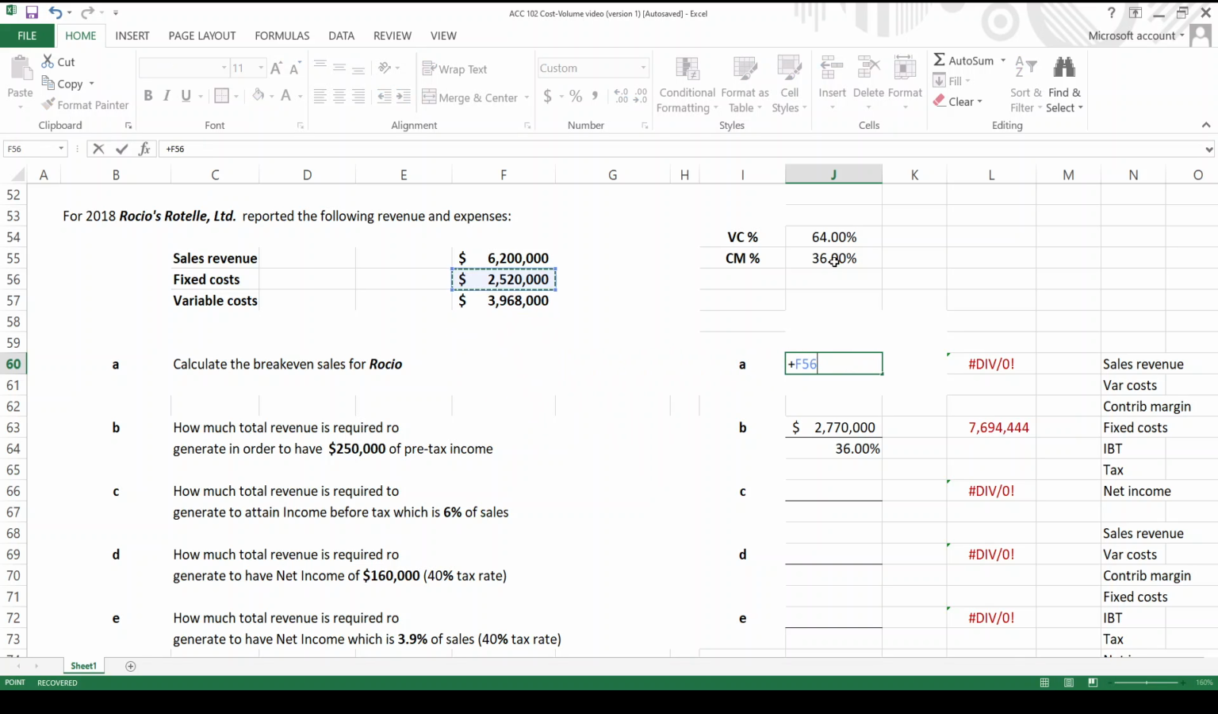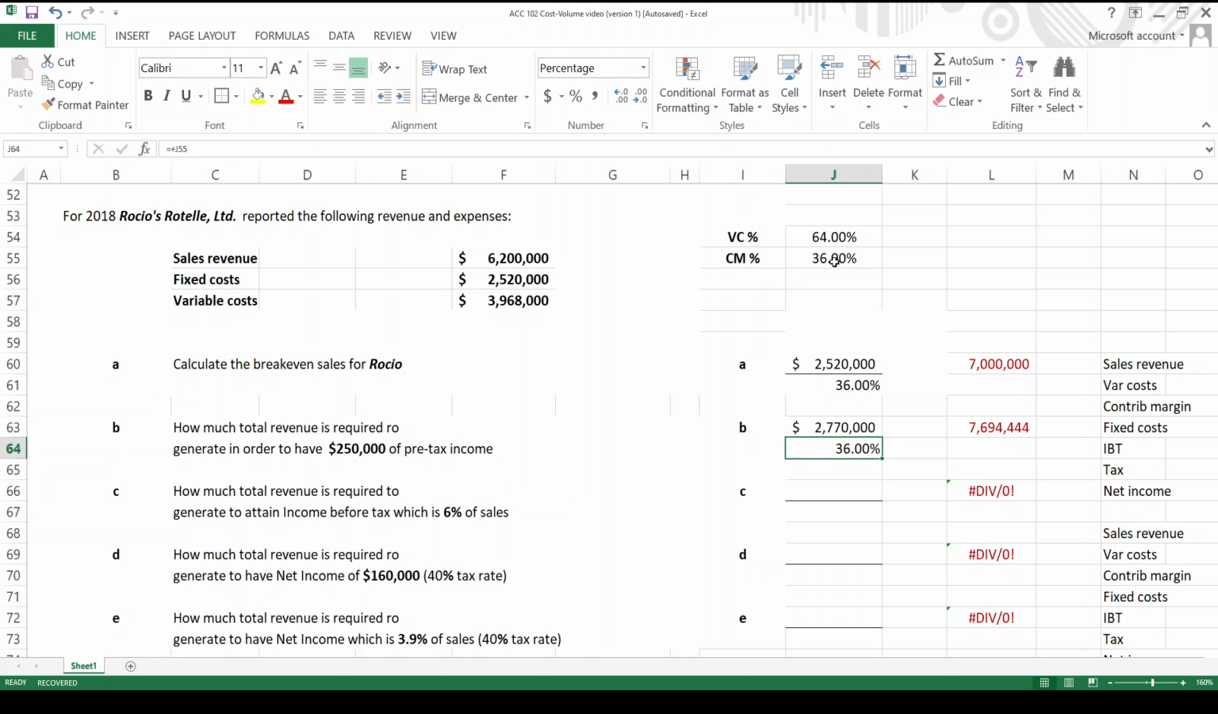Let me coordinate this a little better here. Yeah, now you can see how we got the 7 million. And that's how we get this whacking number, right? What did we do? We just increased the numerator by 250,000 and divided by the CM percentage.